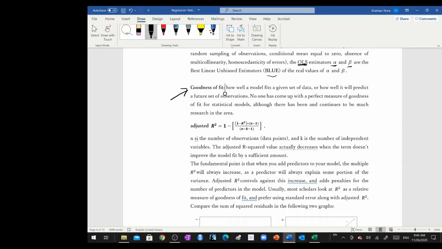What is a goodness of fit? A goodness of fit is how well the model fits the data, how close the points are to the linear line in terms of linear regression, and how well and how precisely that model in fact predicts the future set of observations. For this purpose, we use two different measures. The first one is R-squared. However, this is multiple R-squared. For simple linear regression, I don't mind the R-squared.